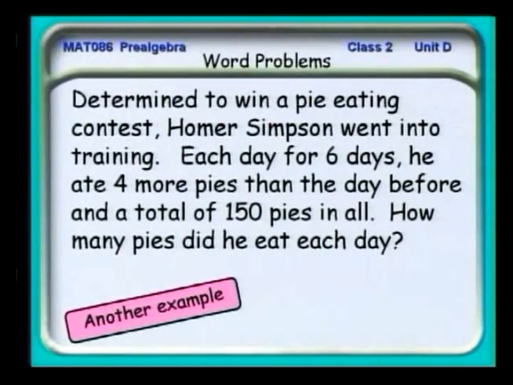Let's look at another one. Determined to win a pie eating contest, Homer Simpson went into training. This is some training. Each day for 6 days, he ate 4 more pies than the day before, for a total of 150 pies. How many pies did he eat each day? So let's look at the information we're given. There are 6 days, and he ate 4 more pies each day than the day before, for a total of 150. We're asked, how many pies did Homer eat each day?